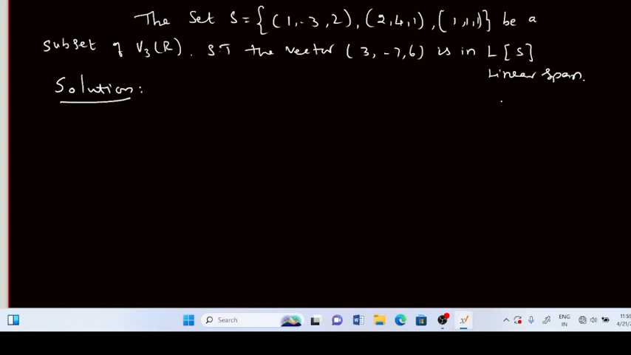The set of vectors S is given as (1, -3, 2), (2, 4, 1), (1, 1, 1), a subset of the vector space R^3 over the real values. We must show that the vector (3, -7, 6) is in the linear span. Linear span means we must have a linear combination.